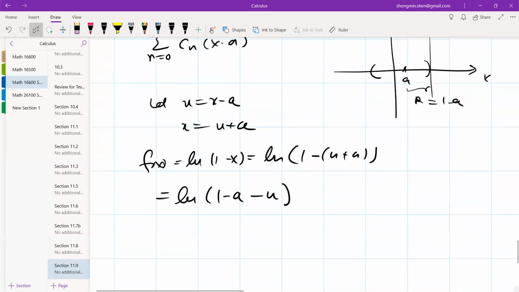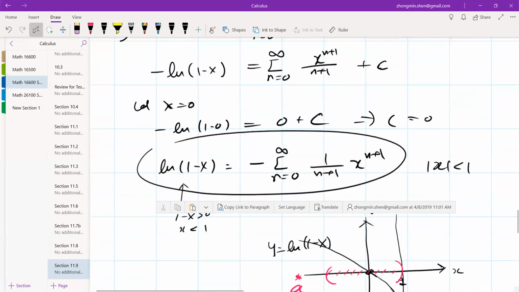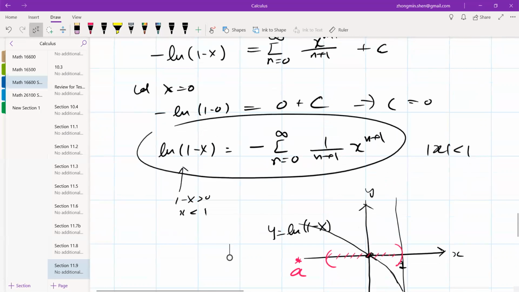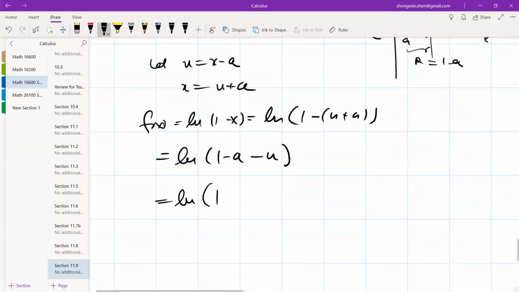Then what? I'm going to use the already known result, which is this one. Here x should be less than 1, right? For 1 minus a minus u, how can I do that? I take 1 minus a out. So I get 1 minus a times 1 minus u over 1 minus a. So I separate.